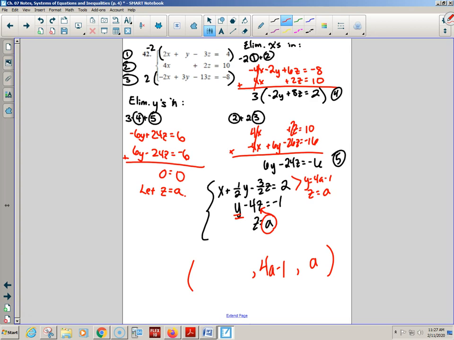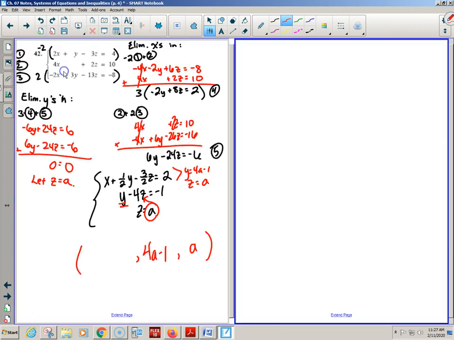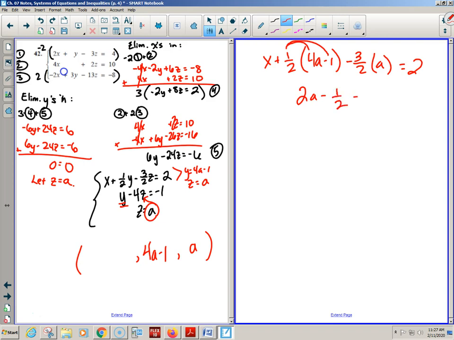So we have to end up, if I were you, I'd be pretty careful in simplifying this. This is where it's a little bit messy. Because I have x plus 1/2 times 4a minus 1 minus 3/2 times a. Oh, but wait a minute. It's not too bad, because check it. That's going to be a 2a minus 1/2 minus 3/2 a. I can make this halves to make my life a little bit easier. So I have 4/2 a minus 3/2 a, which would be 1/2 a.